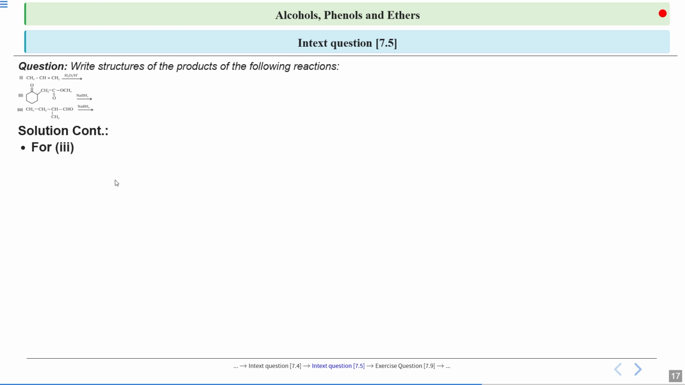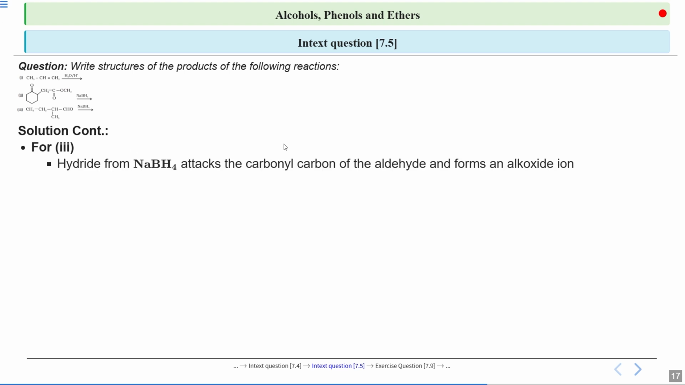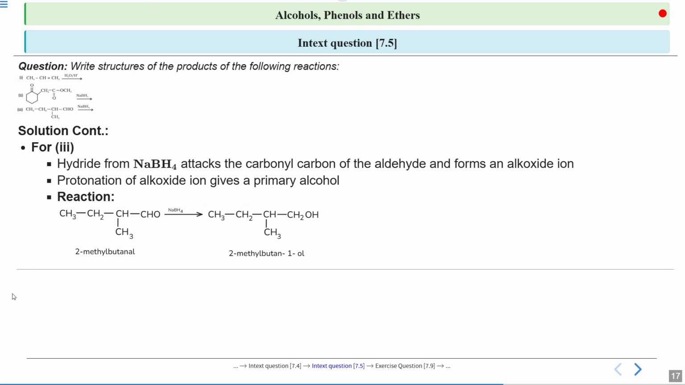Next question, you will see that again sodium borohydride is there. So hydride from your sodium borohydride will attack the carbonyl carbon of the aldehyde and form an alkoxide ion. Further protonation of this alkoxide ion will give you a primary alcohol. See over here, this is 2-methyl butanol, that is, this aldehyde group in the presence of a reducing agent, that is NaBH4, will give you an alcohol, which is a primary alcohol.